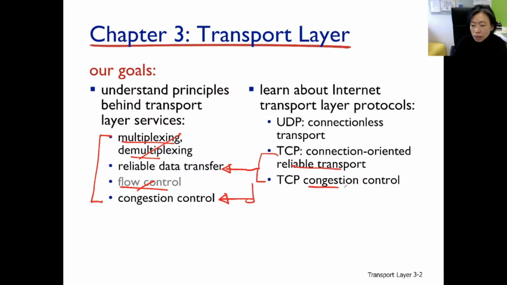Reliable transport, congestion control. Now you can imagine UDP being very simple. It's a connectionless transport layer service, versus TCP being connection oriented. So in UDP, you don't need to set up something ahead of time before we send data. But with TCP, you need to have a setup process before we begin to send data packets.